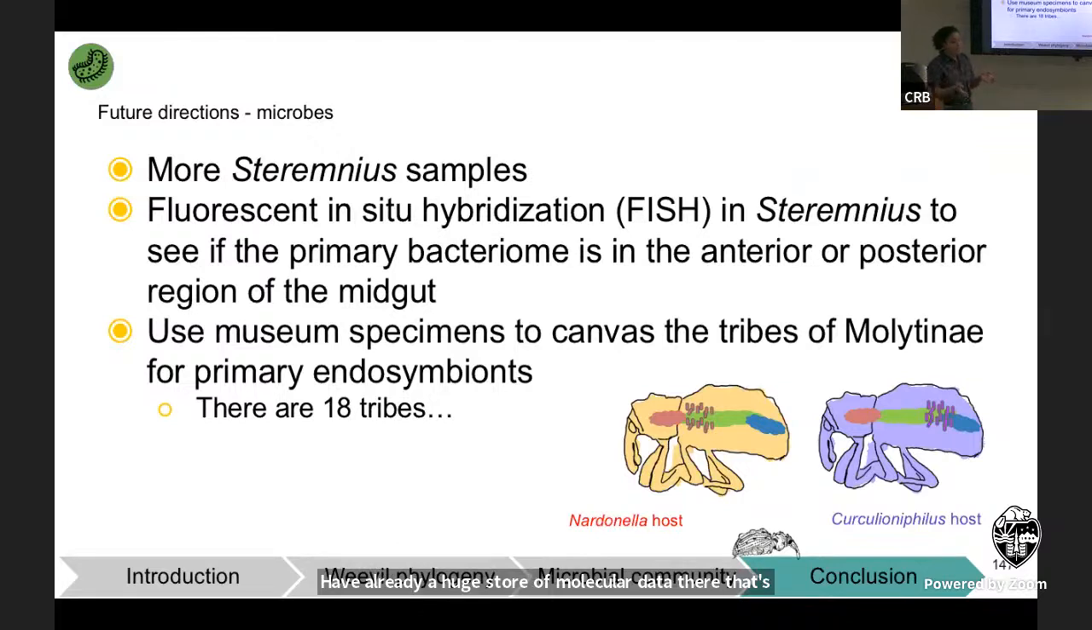So you could just sit down in the museum and essentially look at the weevil tree of life in front of you and start sampling from there. And I think that would be a really fun and interesting project.